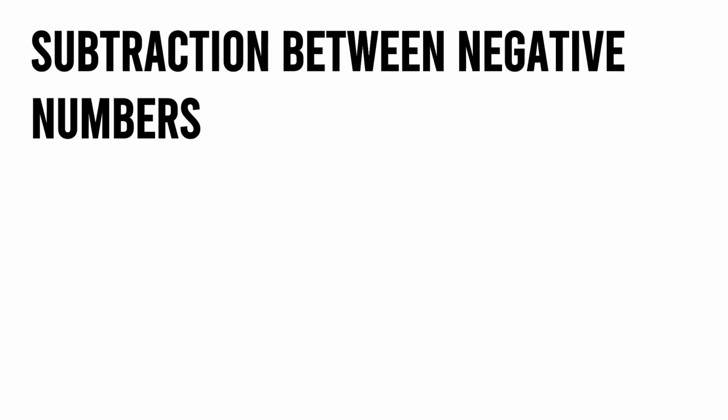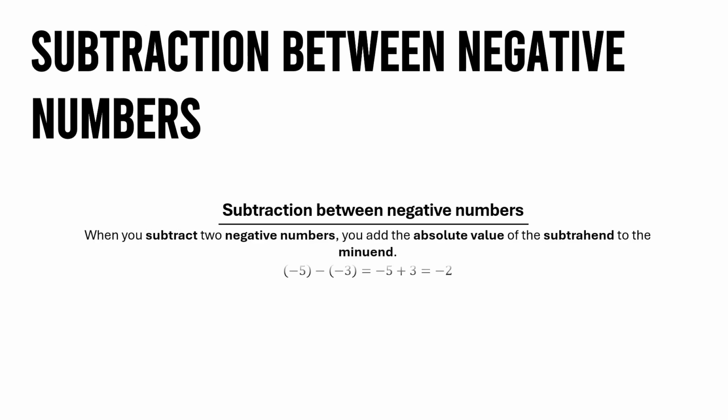Subtraction between negative numbers. When you subtract two negative numbers, you add the absolute value of the subtrahend to the minuend. The minuend is the first number, so the negative 5 in this case, and the subtrahend is the second number, so the negative 3 in this case.